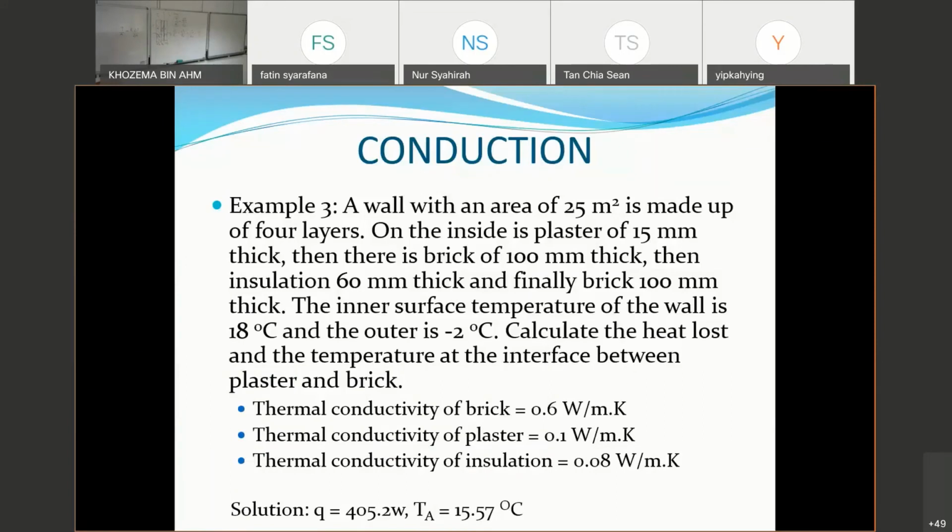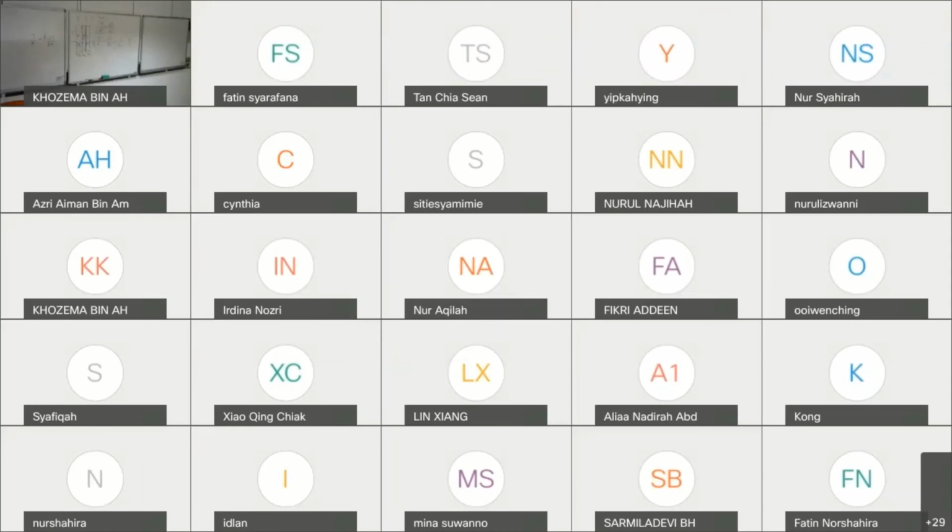So for this question, I'm just going to show you how to draw and label everything. So I hope you can try to solve this question on your own. And if you have any issues, we can discuss it next week in our class. So you have to really understand and read the question properly and make sure that you get everything. So first of all, it's saying that you have a wall. The wall is made out of 4 layers.